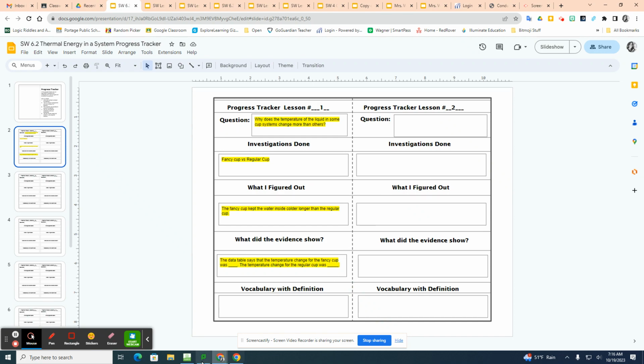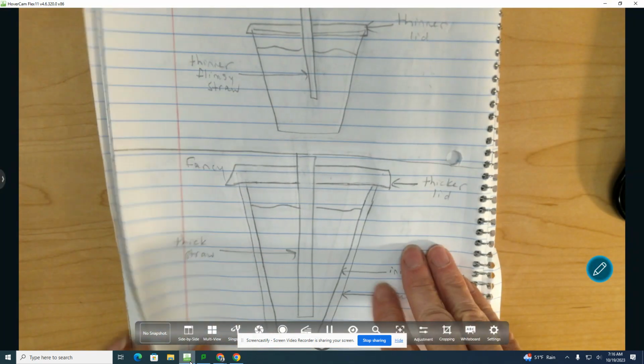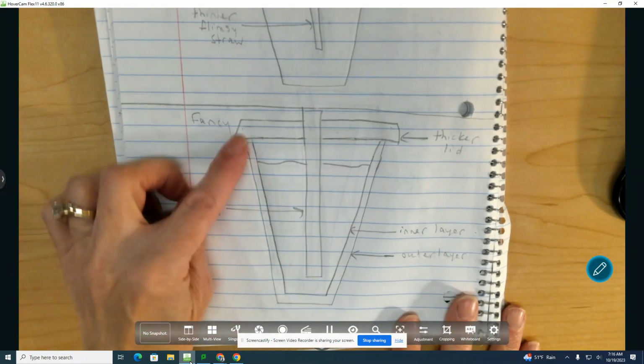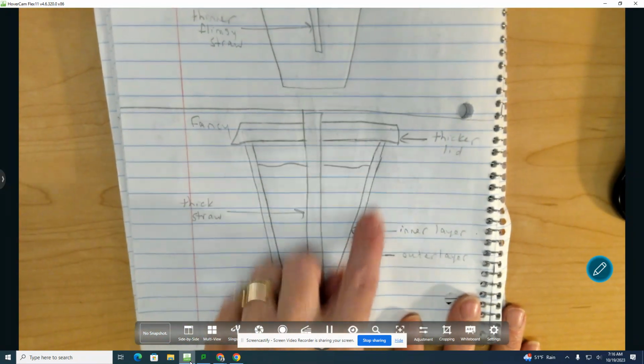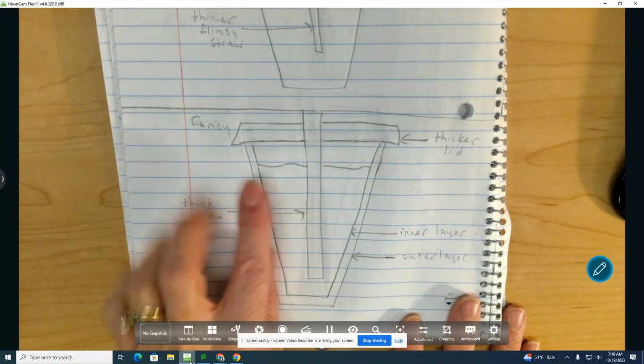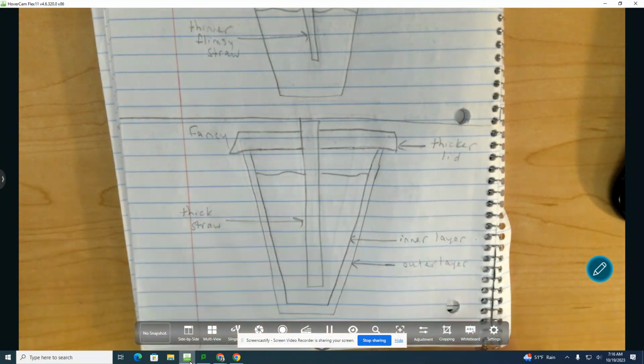Let's see, yep, there it is. I'll just kind of share that. And this was, I believe, after our second lesson. Okay, so we had our cold water on the inside. We learned that the thicker base kept the water colder. And then we developed more onto our model.